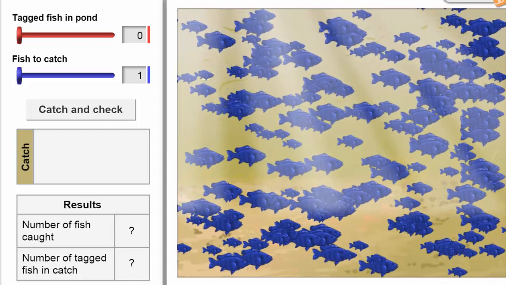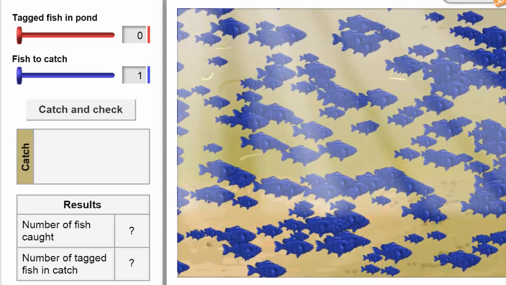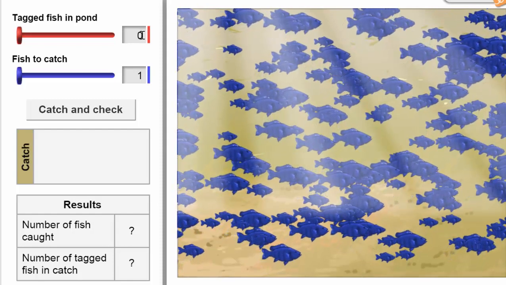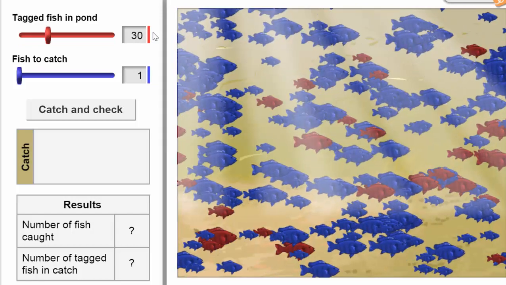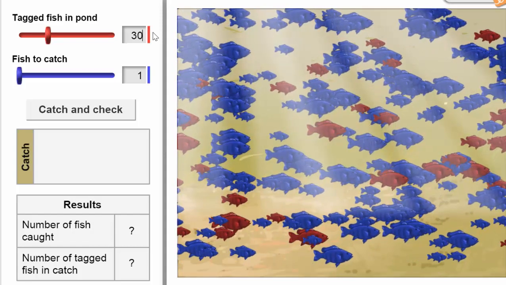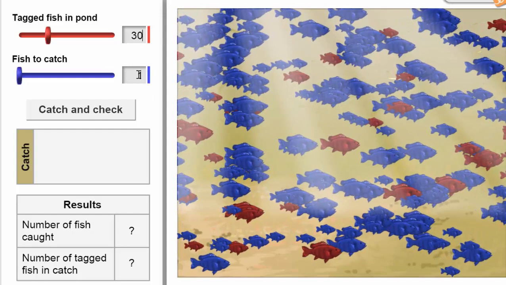We're wondering how many fish there are in this pond. On our first trip to the lake, we catch and tag 30 fish. The red fish represent the fish that we tagged. When we return for our second sample, we catch 20 fish.